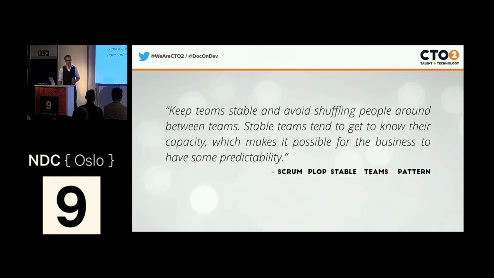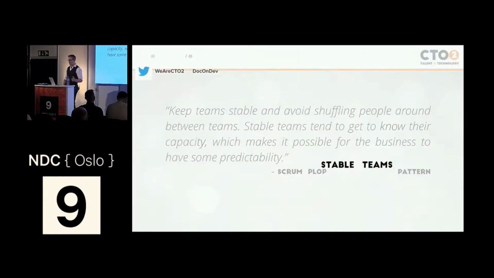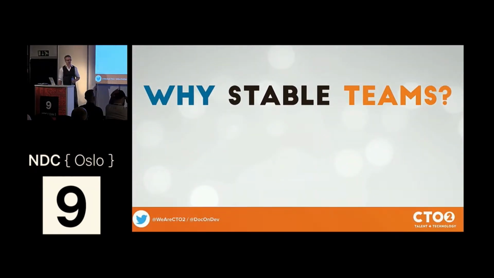Well, it says it in the Scrum books, and most of us these days think Scrum is Agile, so therefore, it must be true, right? But, okay, great, it says it in the Scrum books, but why? Why do we need to have stable teams? What is all this about?